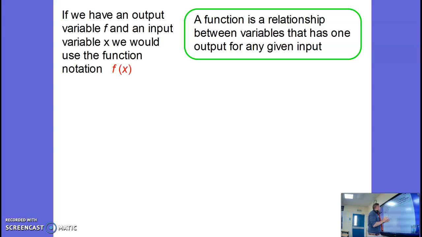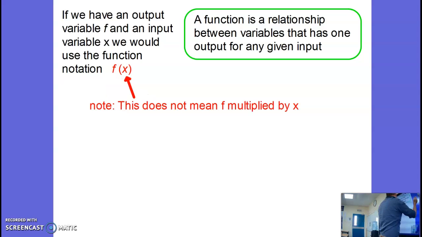If we have an output variable of f and an input variable of x, then we can use this notation. So this is basically what function notation is. This f of x, we call that, f of x. Now, important to note that f of x is basically taking x as an input and then applying a function f to that input.